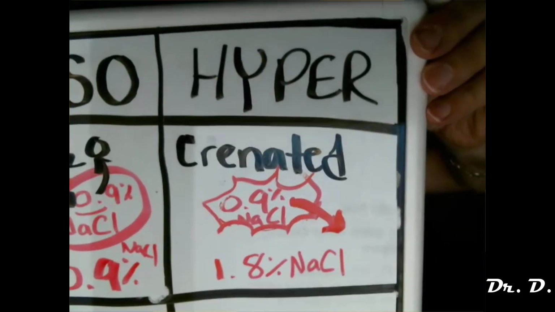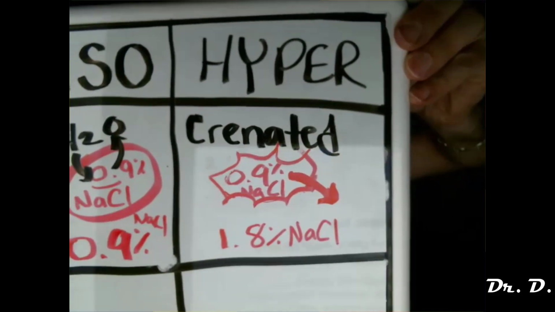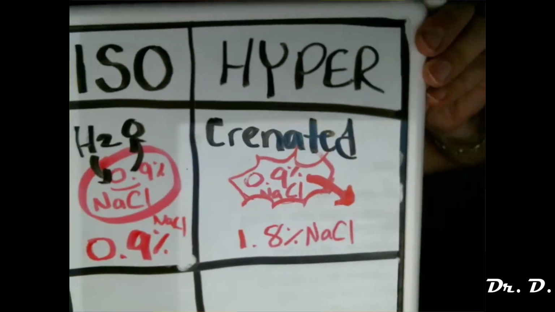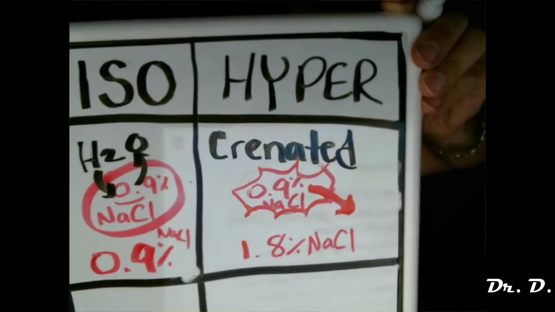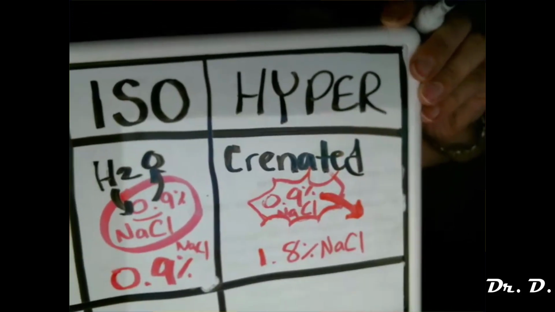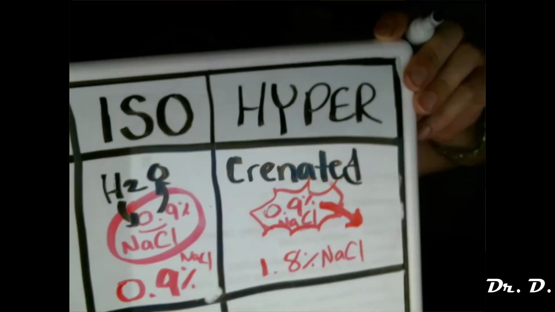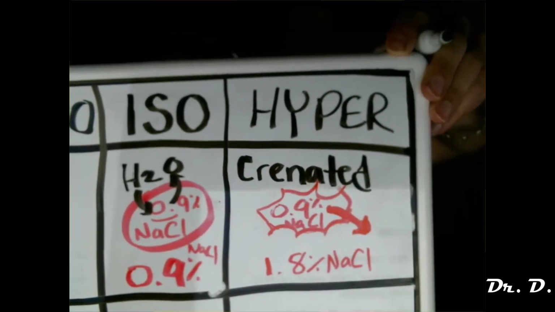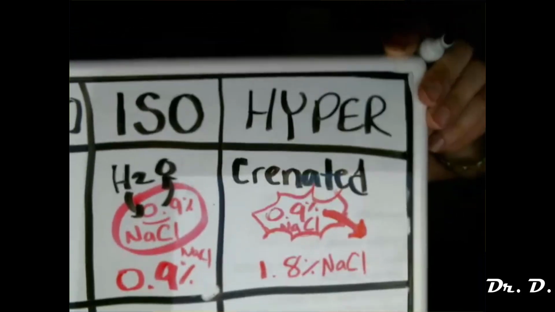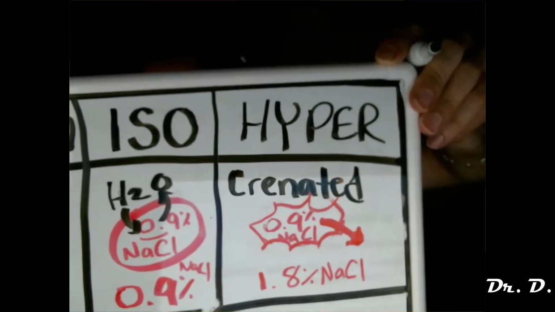Why did the cell shrivel up? Because a bunch of water left the cell. Why did a bunch of water leave the cell? Because there was a higher water concentration inside of the cell, where there's only 0.9% salt, than outside of the cell, where there's a whopping 1.8% salt. So the water left the cell. There was a net efflux, a net outflow of water, and that resulted in a shriveled up, dehydrated cell. That's called a crenated cell if we're talking about animals.